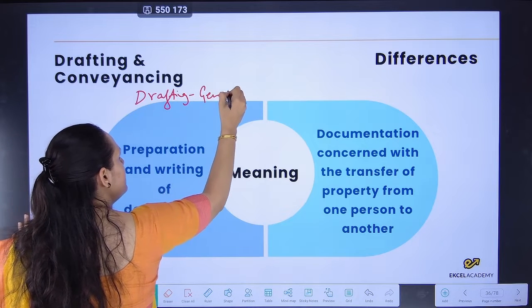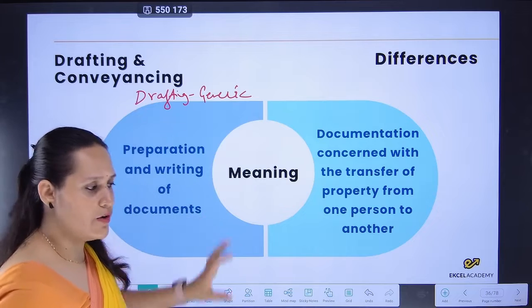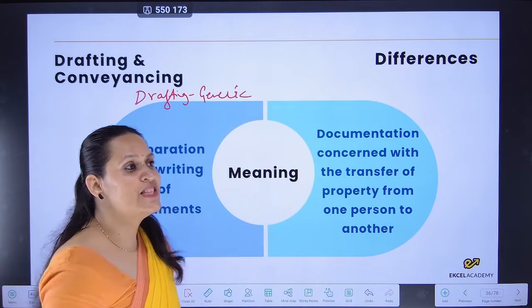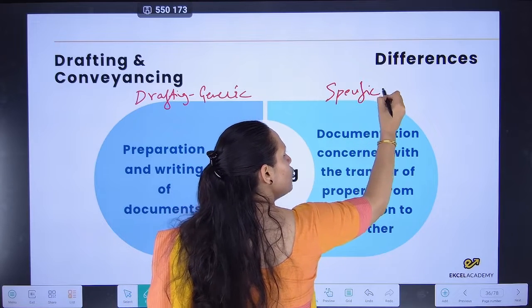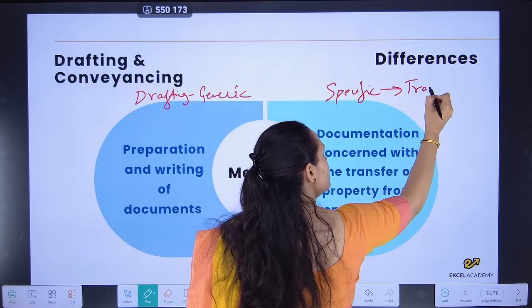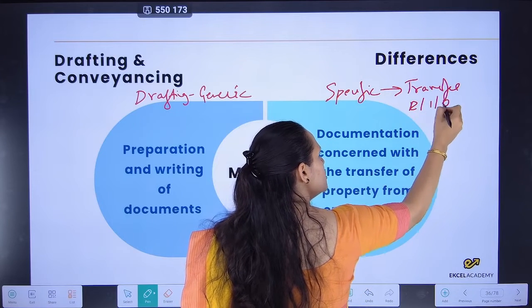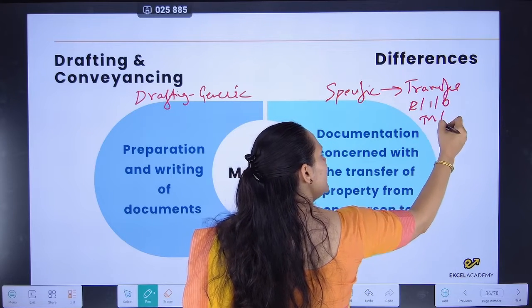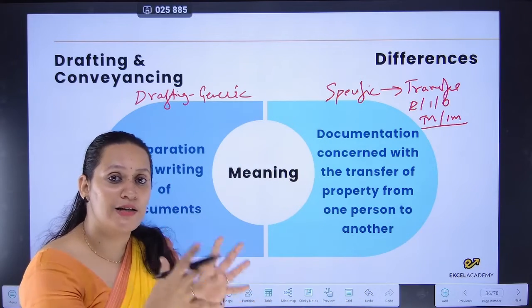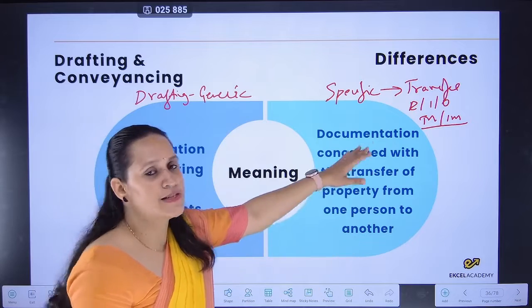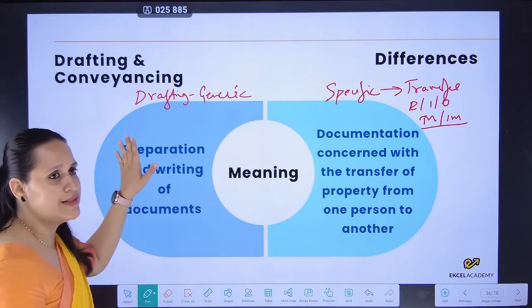Any kind of legal documentation will come under the ambit of drafting, but conveyancing is very, very specific, because it is related only to those documents where there is any kind of transfer of any right or interest or ownership in any movable or immovable property. So only the documents related to transfer in a property is called conveyancing, but any documentation of a legal document is called drafting.